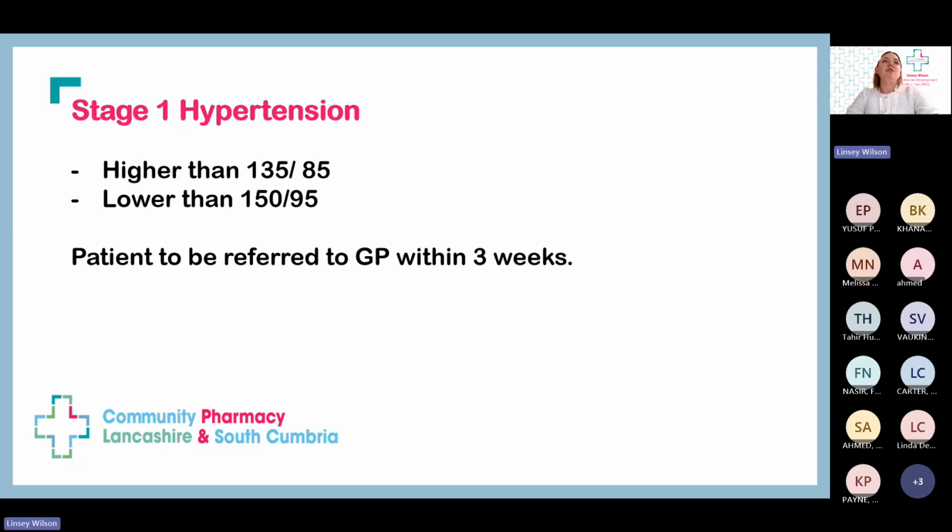So our stage 1 hypertension is higher than 135/85 and lower than 150/95. In these circumstances, we want to be referring the patient to the GP within 3 weeks. Naturally, we can advise patients to do things, and they don't always do them, but that's why it's so important for us to be documenting thoroughly and completing the process properly. So making contact with that GP, whether that's by the NHS shared mailbox, or whether you still prefer to do it as phone calls, whatever you've agreed with your local GP practices works for you and works for them.